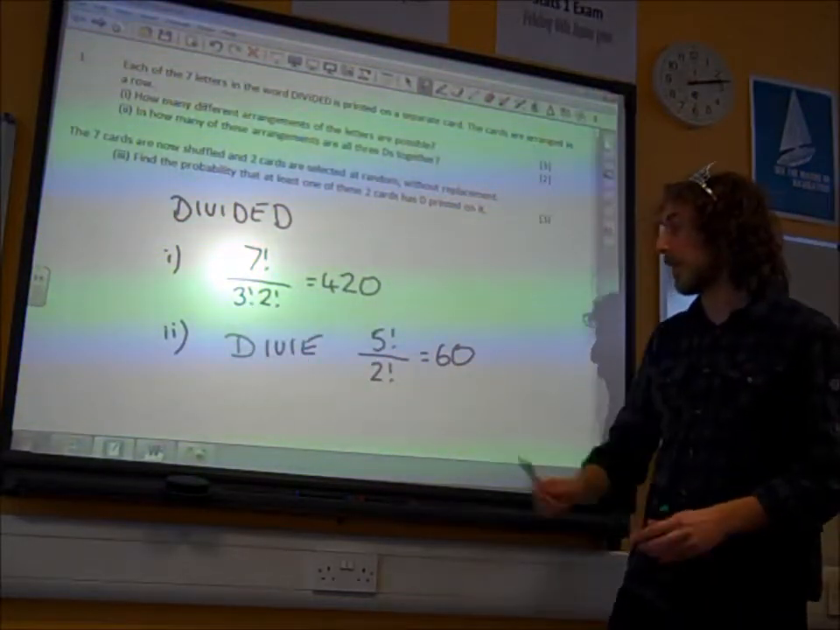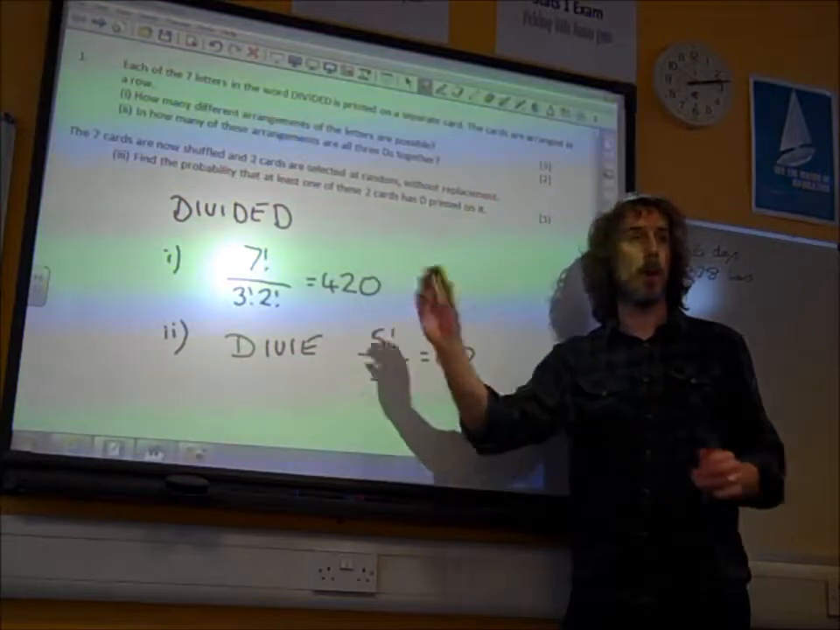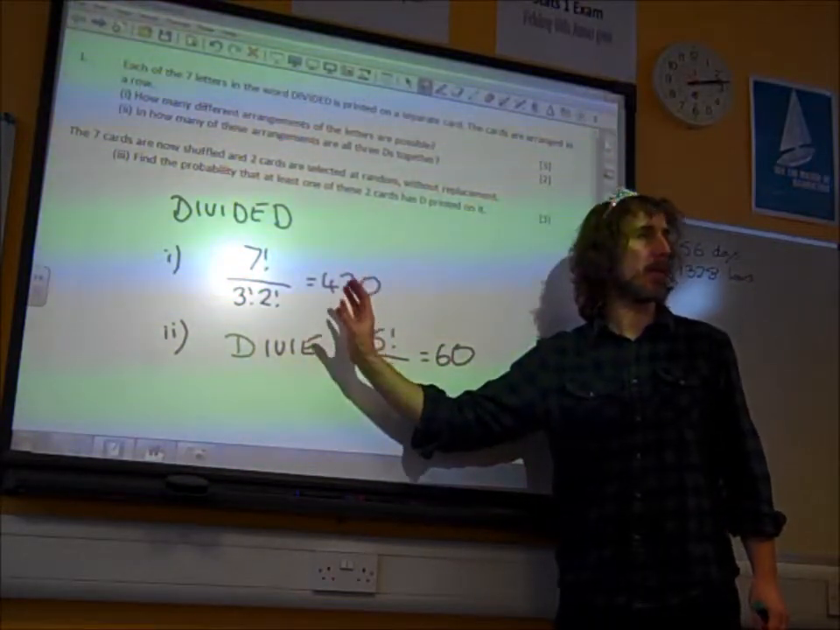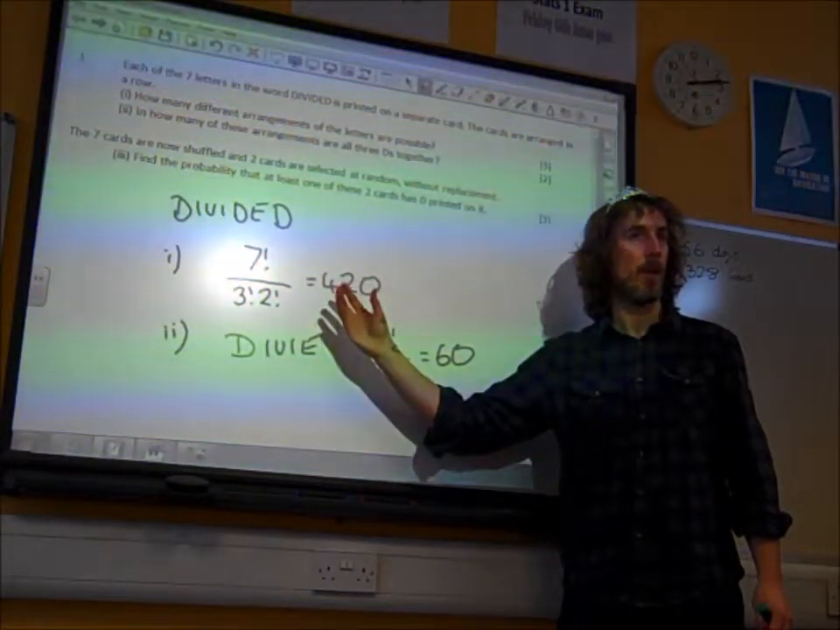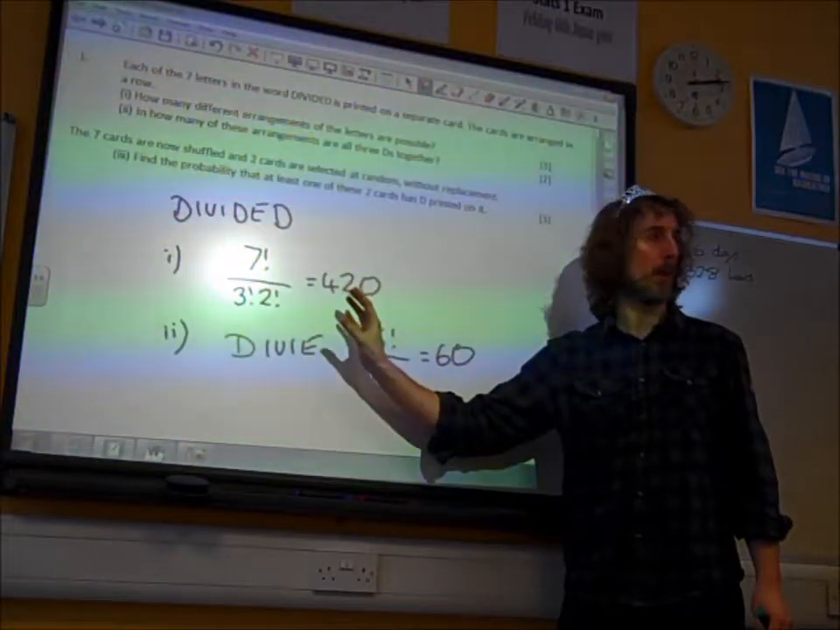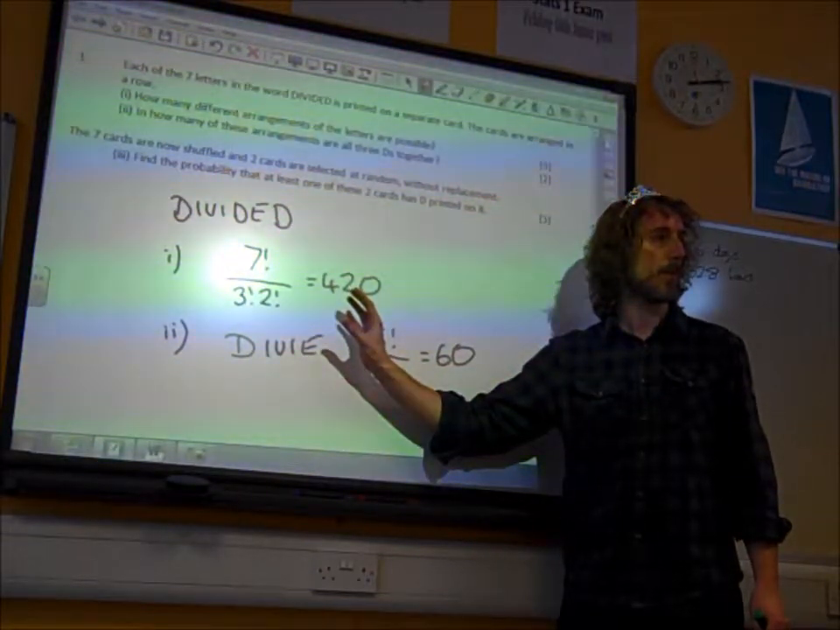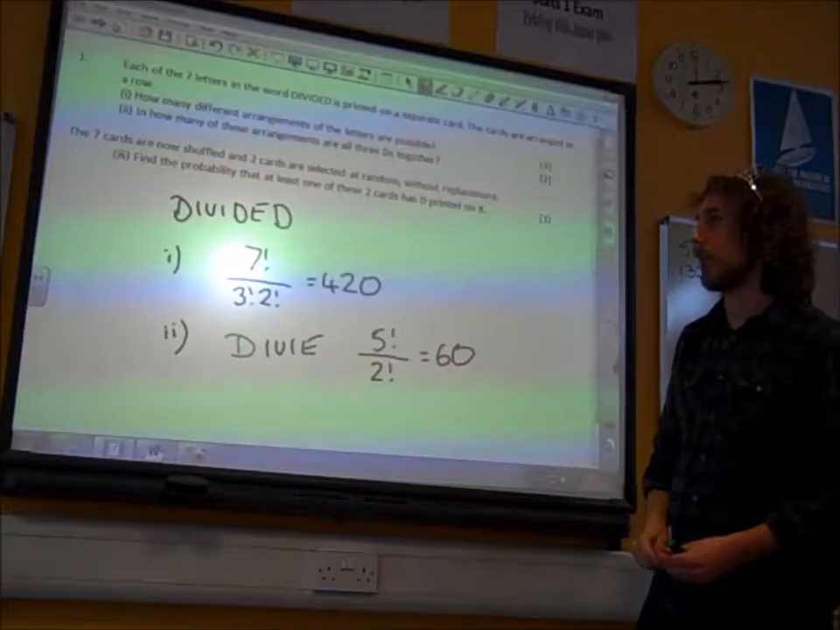Okay. We're dividing by the 2 factorial because the 2 I's that we have are not one unit. They can be interchanged and would look different when that happened. Ben's not entirely happy with that, but it's all right.